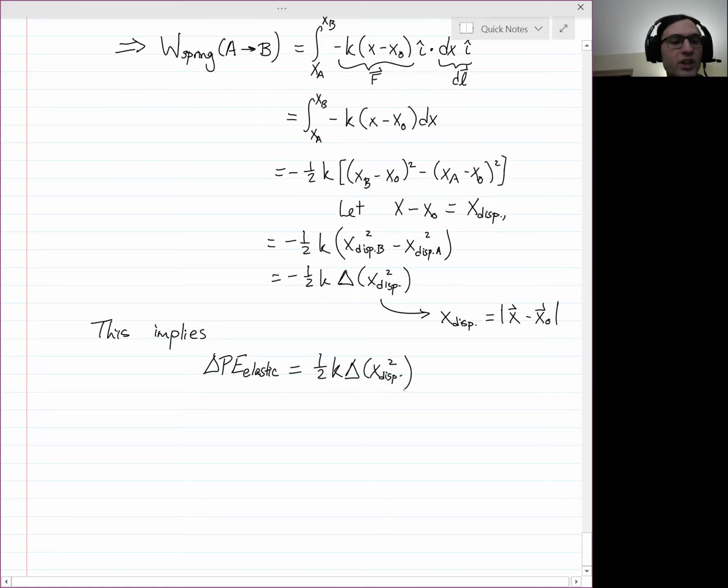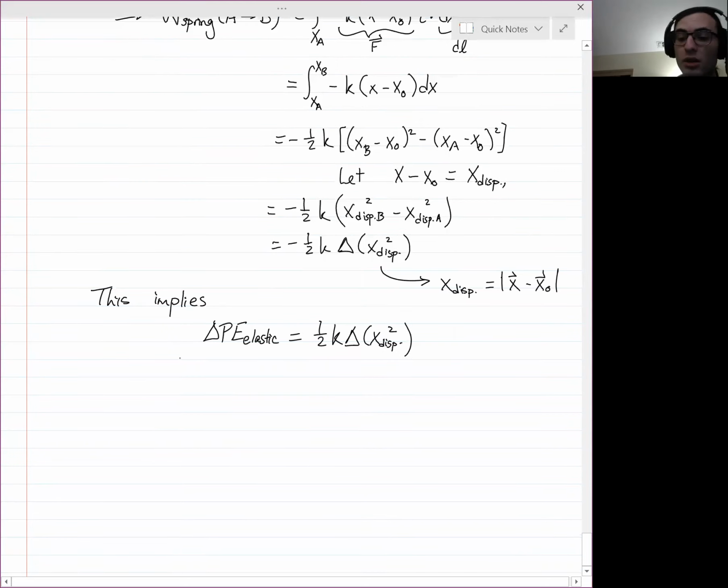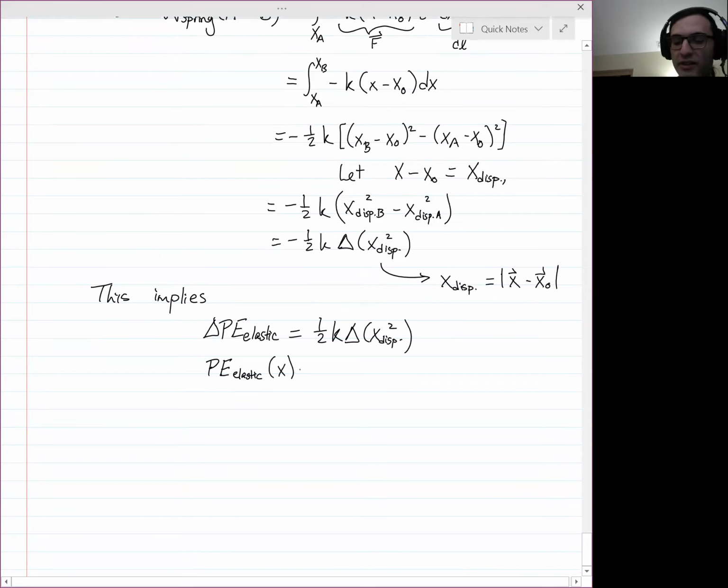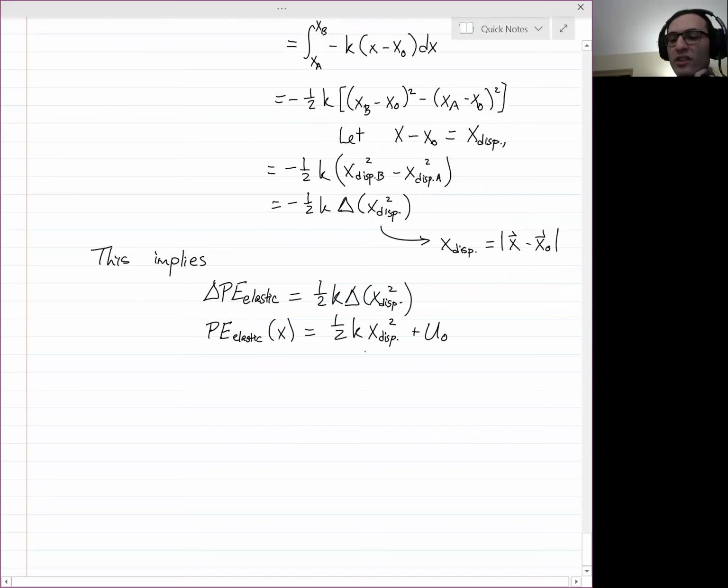And so what does that tell us about what the potential energy function should be? Well, PE elastic, again k can't change, so this should be a function of x. This is 1/2 times k times x displacement squared plus u naught. Now, what I'm writing here, this whole x displacement, secretly means x minus x naught. That's all. So we could have written that out. In fact, I think I probably will, just for clarity. This is 1/2 k (x minus x naught) squared plus u naught.